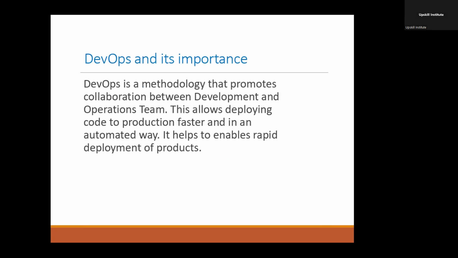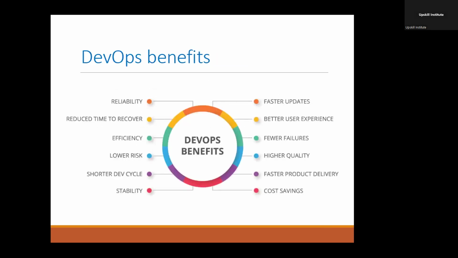So what is DevOps? DevOps is a culture. DevOps is a methodology that promotes collaboration between development and operation teams. This allows deploying code to production faster and in an automated way. It helps to enable rapid deployment of products. So the main motto is to save time and deliver the products on a timely basis. This is the main reason why DevOps teams were formed.